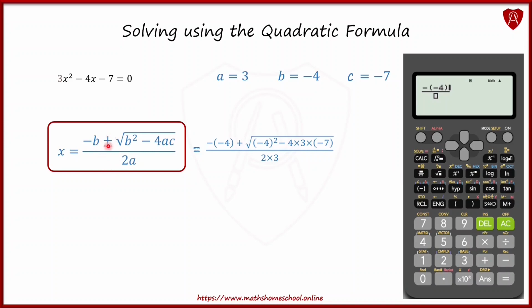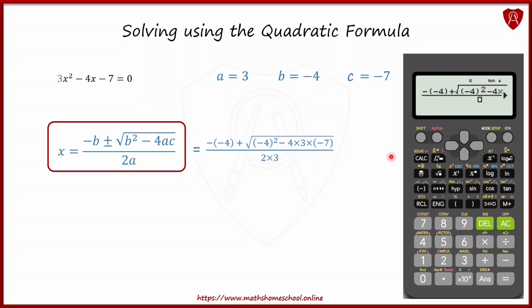Our formula says plus or minus, but we can only use one at a time in the calculator. We start with the plus to get the first solution, then later we can use the minus to get the second solution. So press plus, then square root sign, brackets minus 4, close brackets and square, minus 4 times 3 times, brackets negative 7, close brackets.